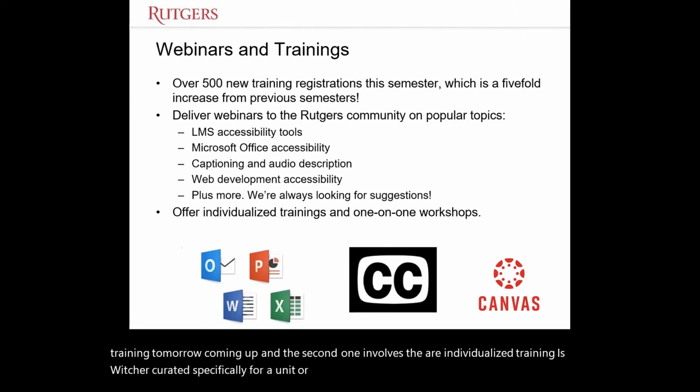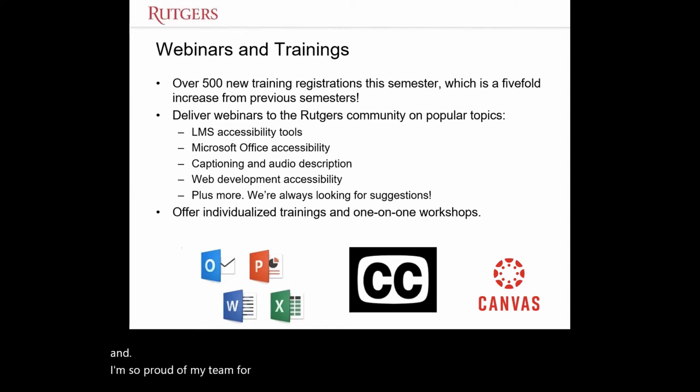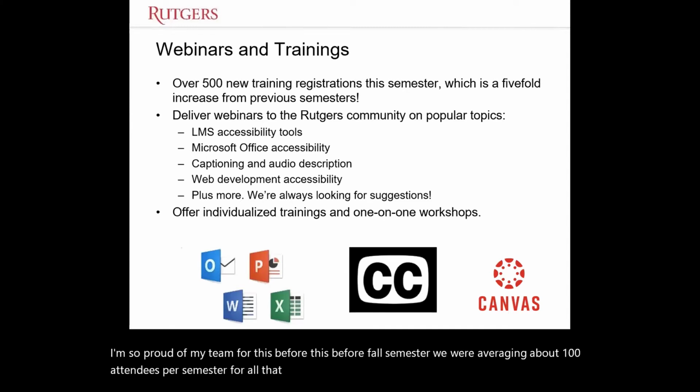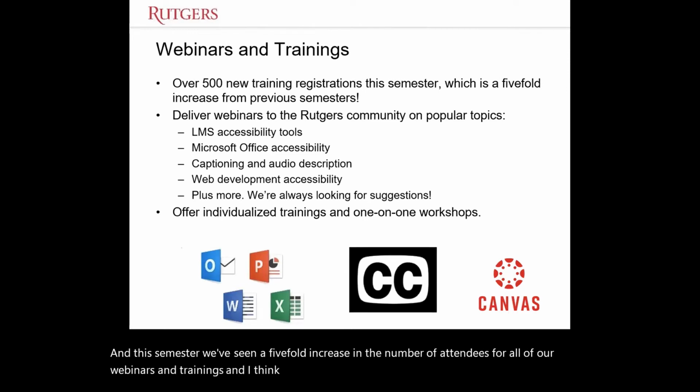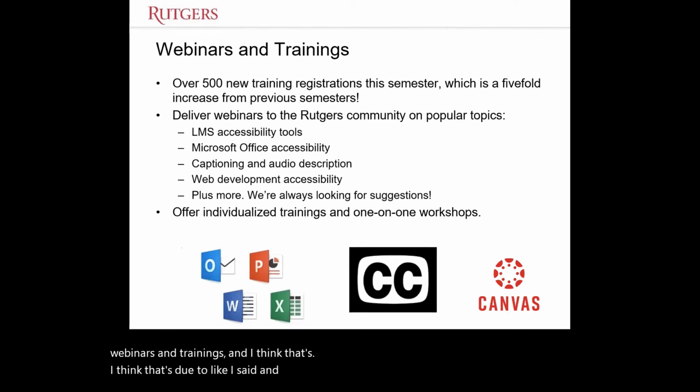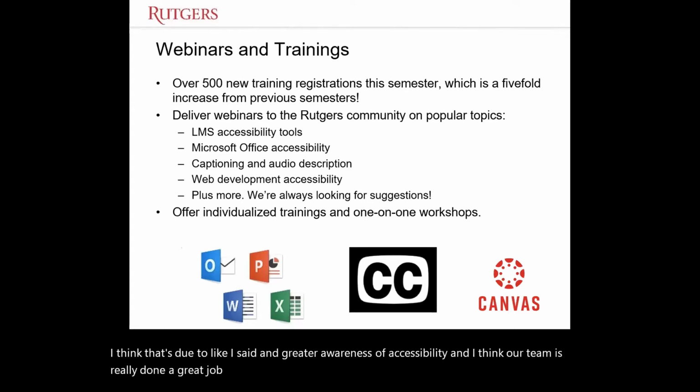So first I'm going to talk about the linear trainings, and I'm so proud of my team for this. Before fall semester, we were averaging about 100 attendees per semester for all the trainings that we offered. And this semester, we've seen a 5-fold increase in the number of attendees for all of our webinars and trainings. I think that's due to, like I said, a greater awareness of accessibility. And I think our team has really done a great job leveraging different communication networks and marketing techniques to spread the news of the new schedule and the different trainings that we would be offering.